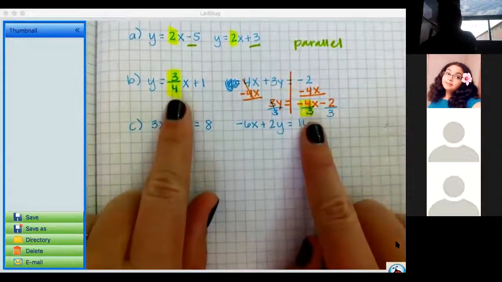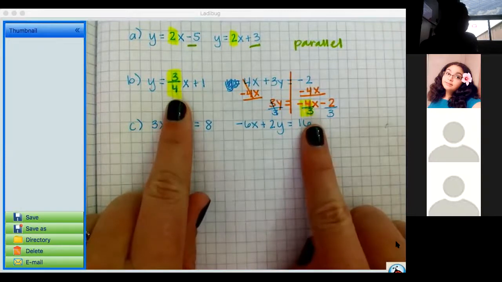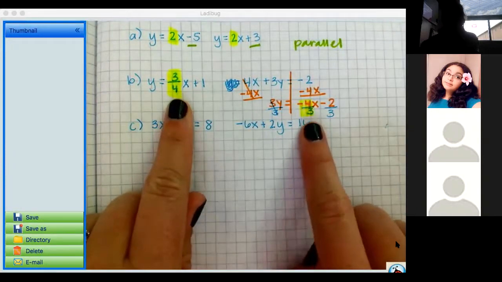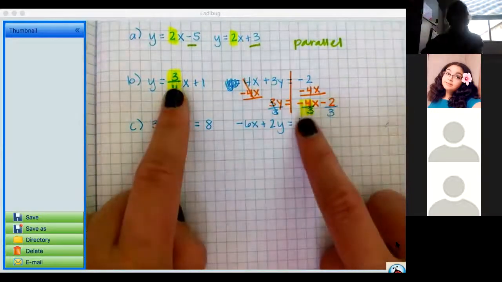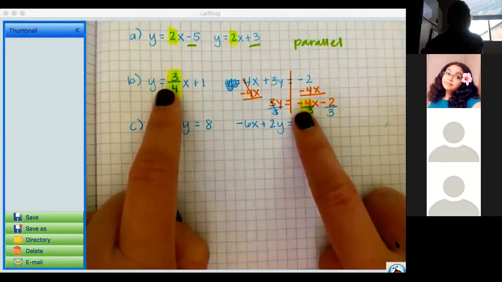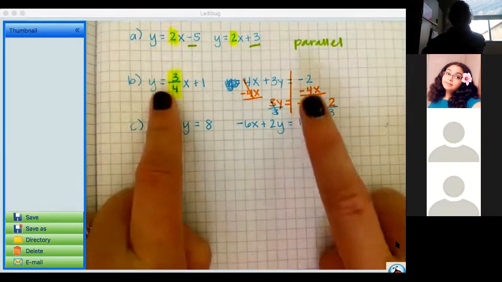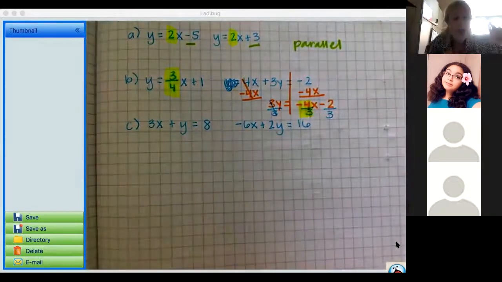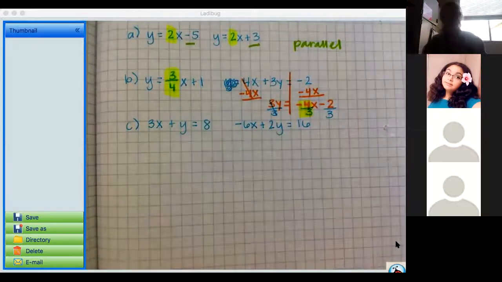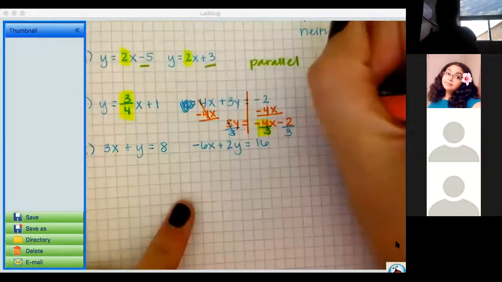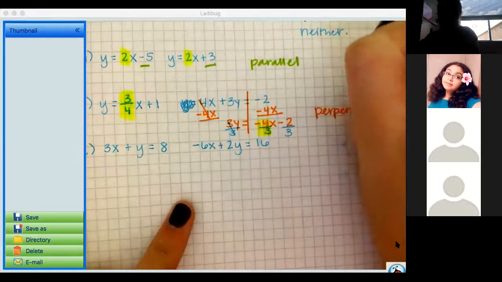What do you guys notice about these slopes? They're flipped. One says 3/4, the other says 4/3, and one is positive, one is negative. If they are opposites and they are flipped, what kind of lines are these? Perpendicular. Very good. Do y'all see how we did that?